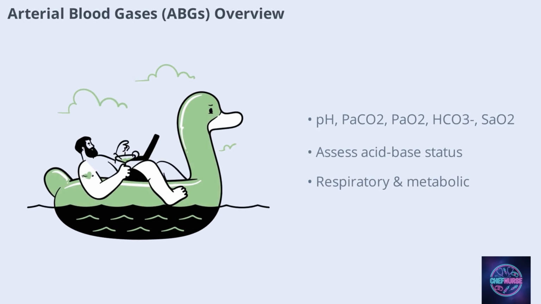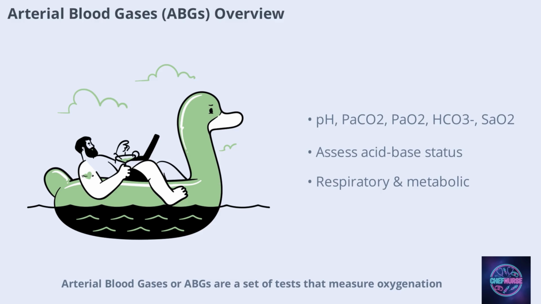Arterial blood gases, or ABGs, are a set of tests that measure oxygenation, ventilation, and acid-base status. The key components are pH, PaCO2, PaO2, HCO3, and SaO2. ABGs are essential for assessing respiratory and metabolic function. For the NCLEX, you'll need to interpret ABG results and identify common acid-base disorders.